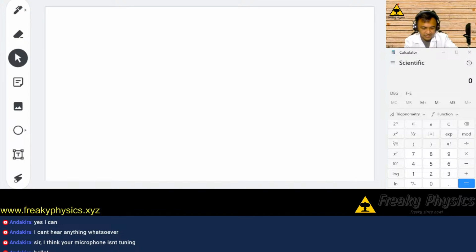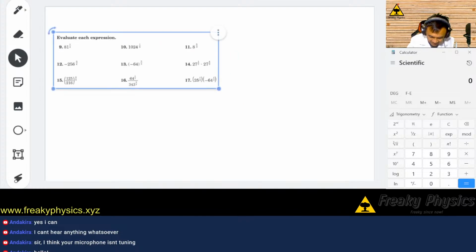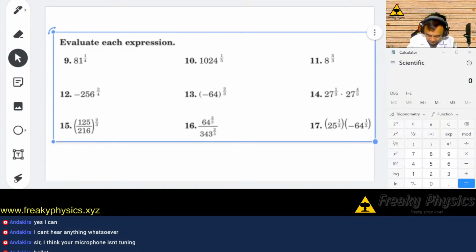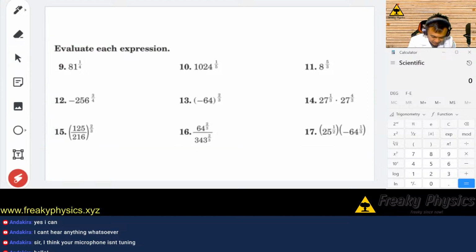So let's move on to the next set of problems here. The instructions are rather simple: evaluate. Of course, because you have to evaluate these, you have to make sure that you get the roots or exponents correct. I'll point this out, it's going to be obvious: 81 can be expressed as some number raised to some power. All of these numbers can be expressed in that method.